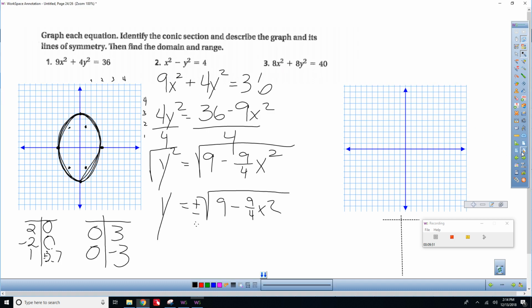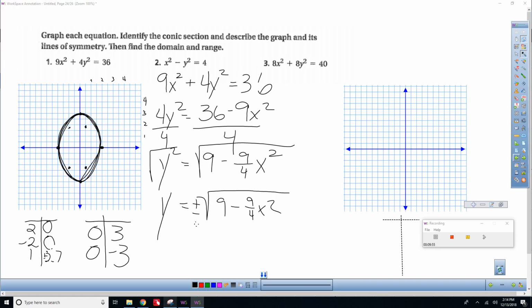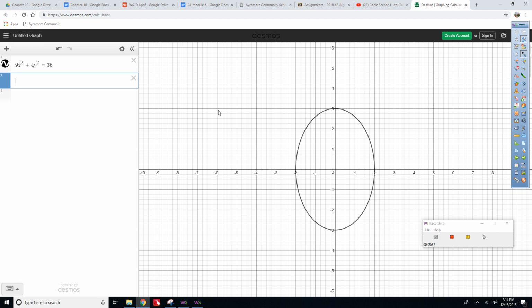Let's look at number 3, 8x squared plus 8y squared is 40. Oh, a circle. So these numbers in front of the letters mean something. Got it. Okay? So that's how you're going to do these.